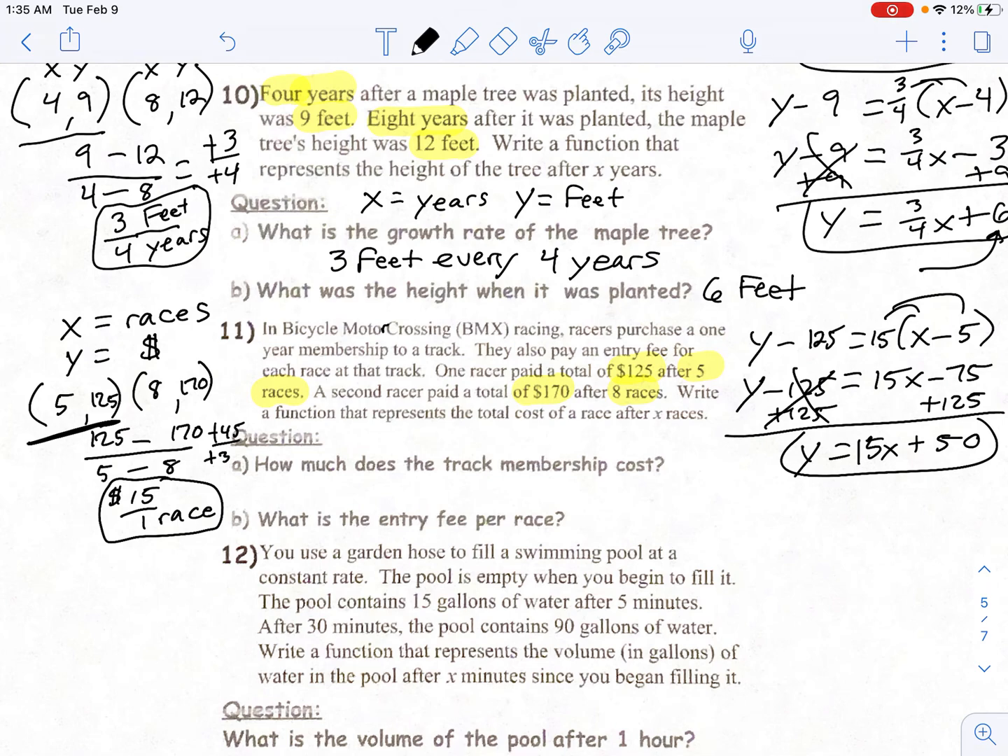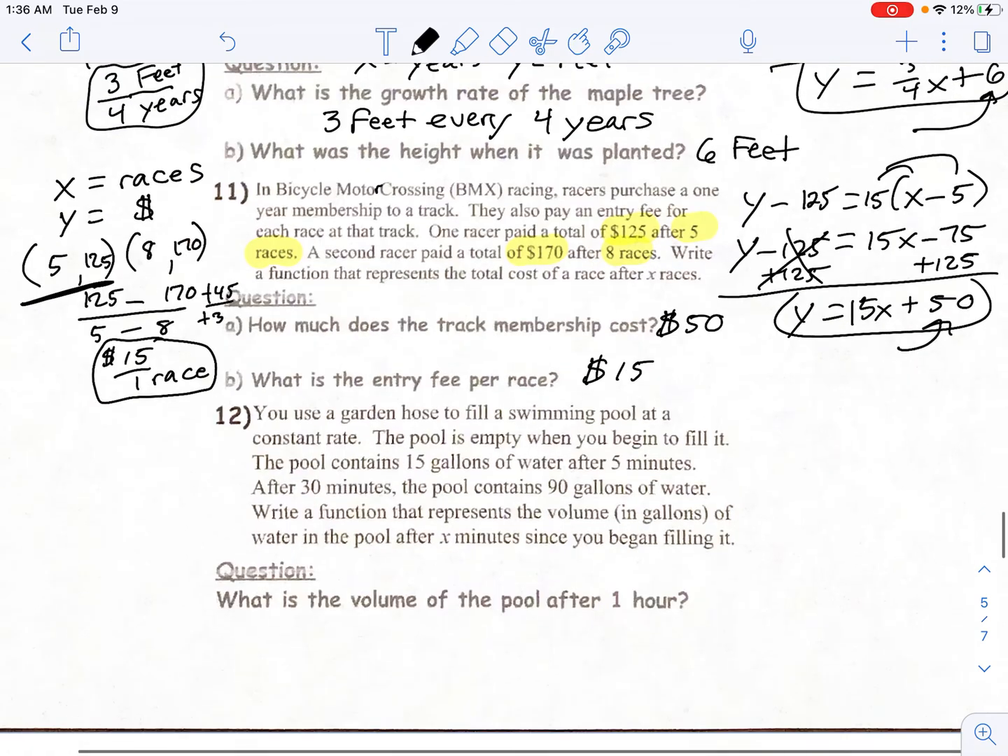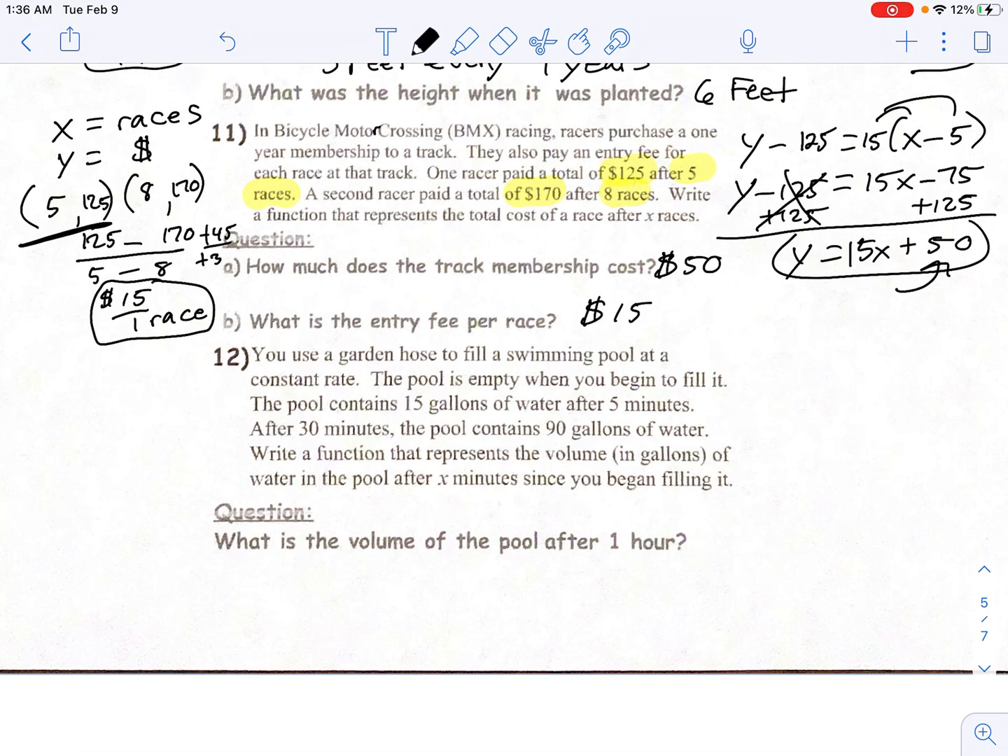It says, how much does the track membership cost? Okay, so the membership, remember, is the initial fee. So that's $50. All right. What is the entry fee per race? Well, we just figured it on the left. $15 for one race, so $15 is the rate per race.